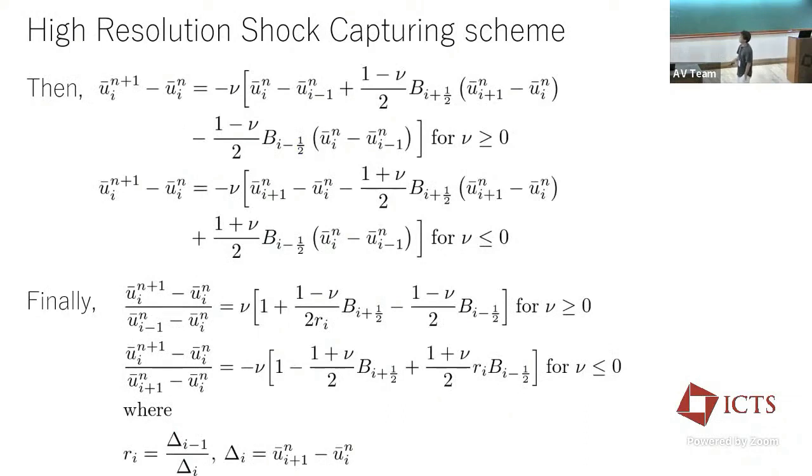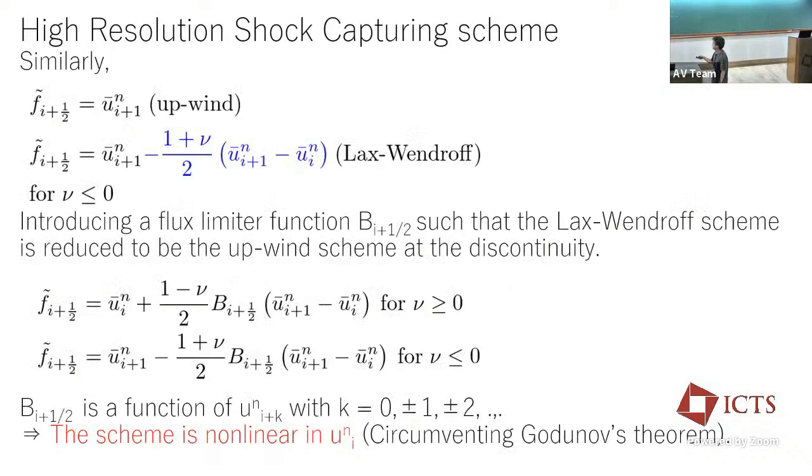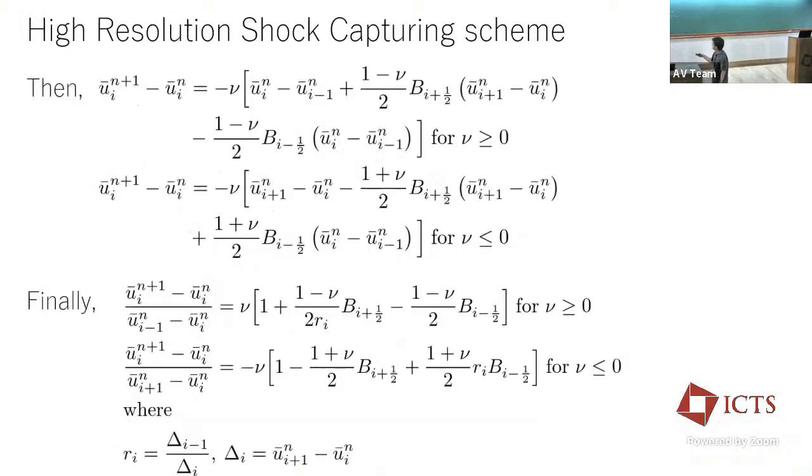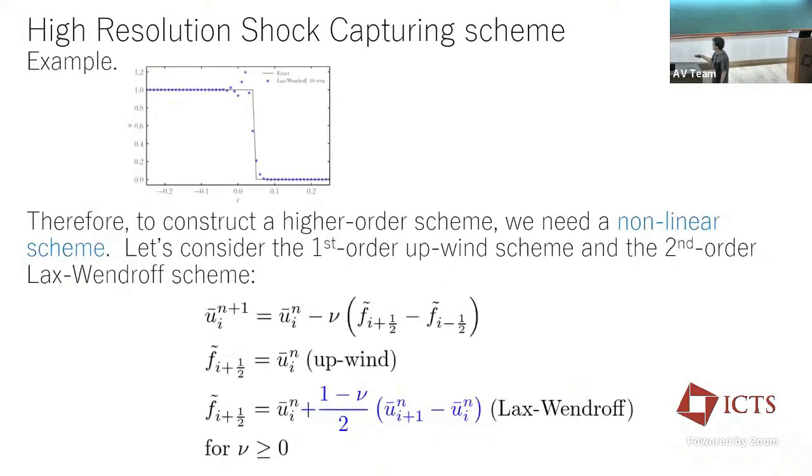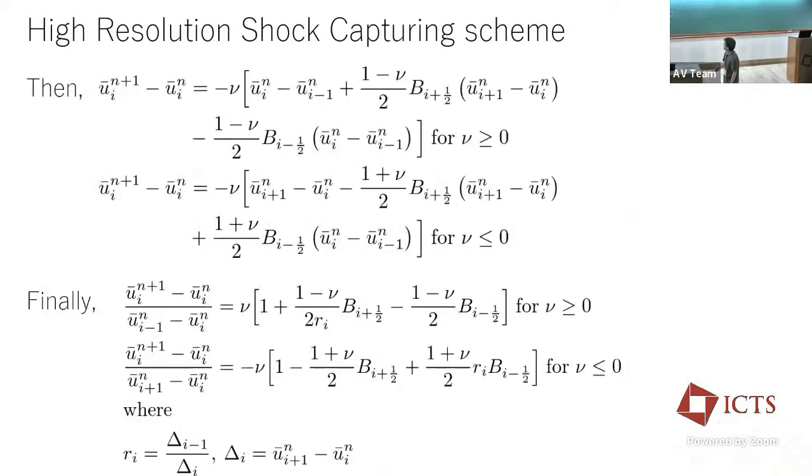To do that, let's calculate the monotonicity preserving condition by calculating u^{n+1}_i minus u^n_i, plugging in this expression for the positive nu case. For the negative case, you can easily get this equation. It's a messy expression, but it's a straightforward calculation by plugging this one into here. Then you find this expression for the positive case, and this expression for the negative case.